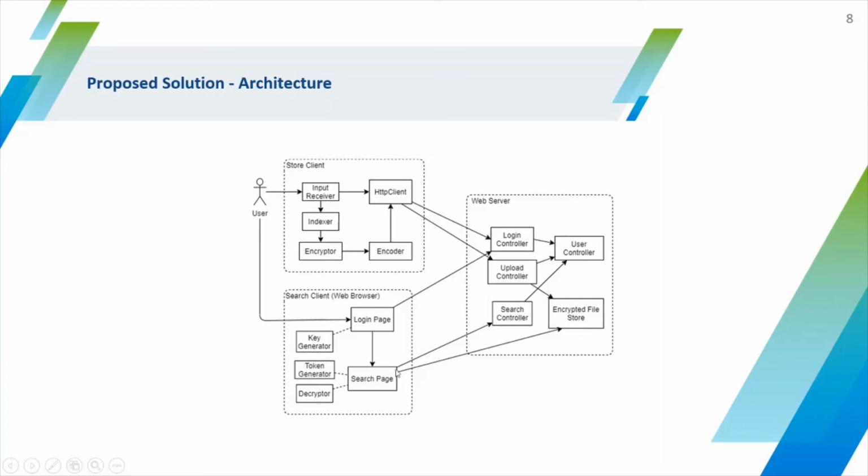And these tokens are sent to the search controller here, which will query the database according to the user. The result is then sent back to the client. When the user wants to get a specific file, they choose a file and request this encrypted file store, which will return the encrypted file. Then the search client needs to decrypt the file into the original file using this decryptor here.